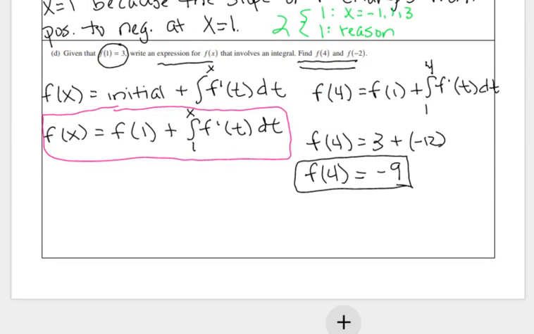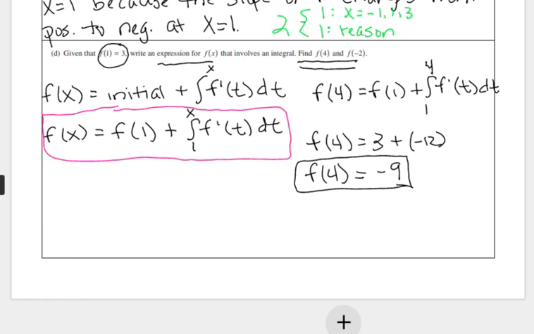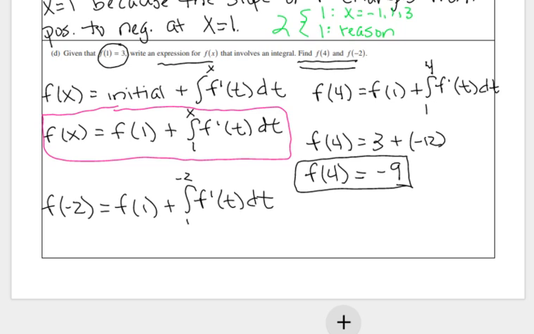Okay, and then we need to do one more. We need to do f of negative 2. So f of negative 2, again, starts with our initial value plus the integral from 1 to negative 2 of f prime of t dt. We can see that integral is backwards, so we're actually going to make it 3 minus the integral from negative 2 to 1 of f prime of t dt.